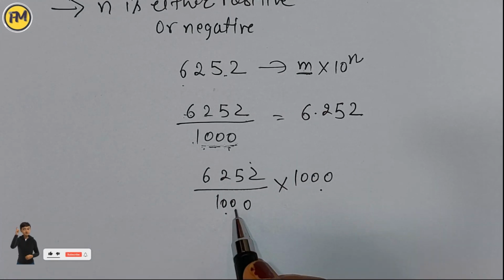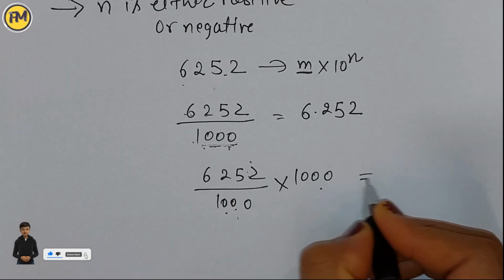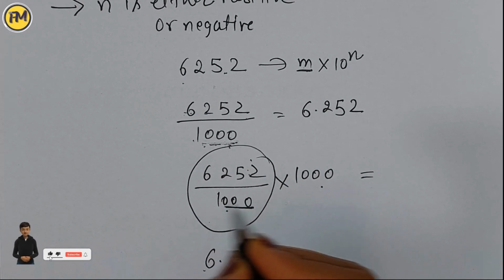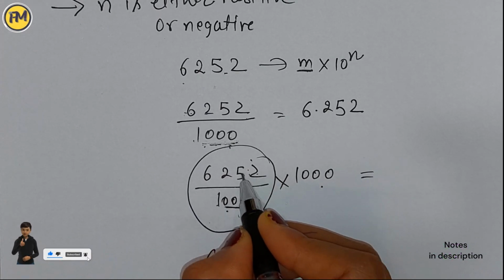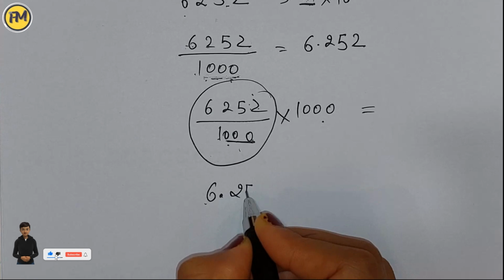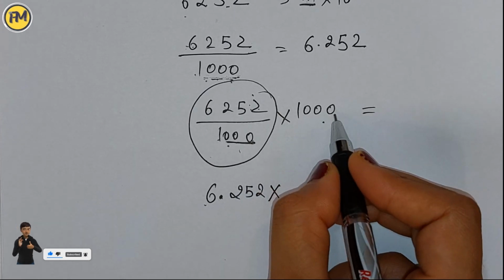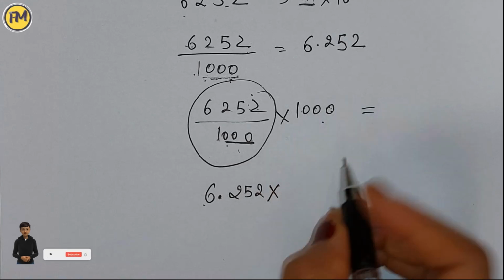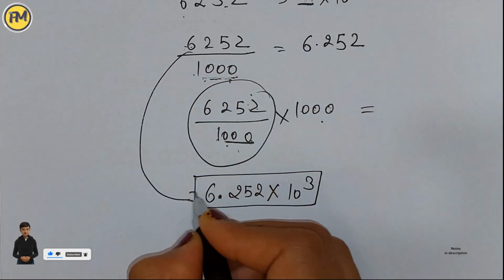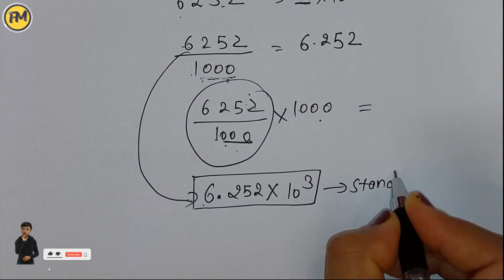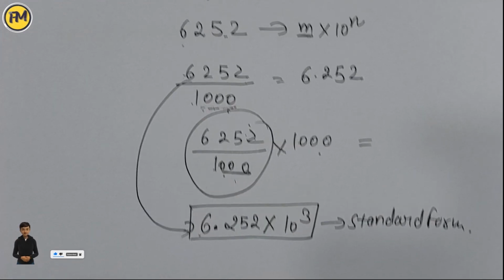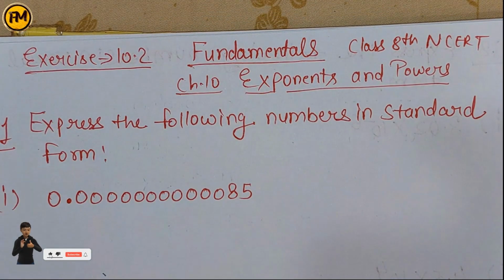So first solve this. This will become dividing by 1000. There are 3 zeros, so count 1, 2, 3. The decimal point will come here. So it will become 6.252 into 1000. What is 1000 in exponent? 1, 2, 3: 10 raised to the power 3. So this is the standard form of this number. I hope you understood. Now let's start your exercise 10.2.